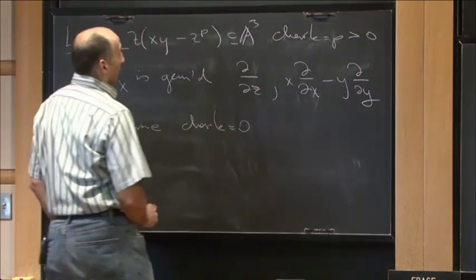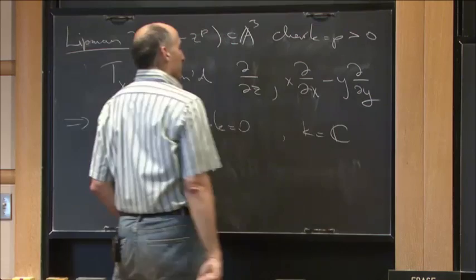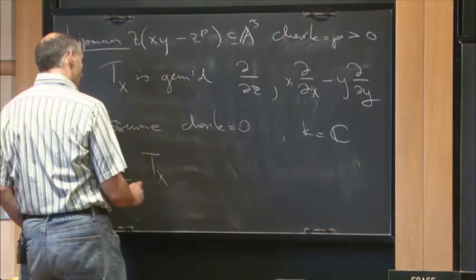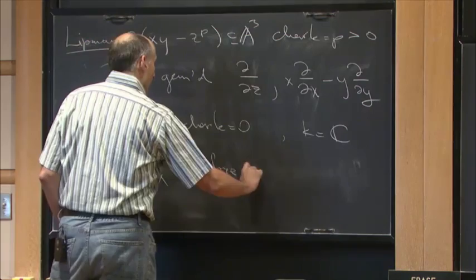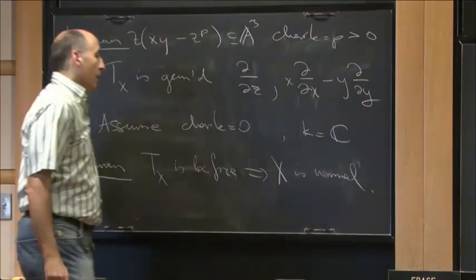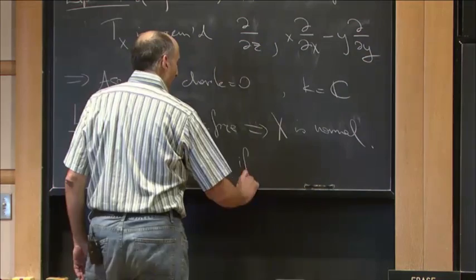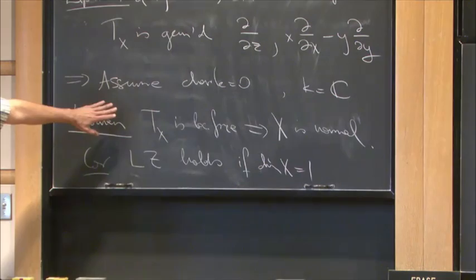And let me just restrict to C with that. At the same time, Lipman proved that the assumption that the tangent sheaf is locally free implies that X is normal. And this is actually not that easy. And a corollary of this is that the LZ conjecture holds for curves. And this is under the assumption that the characteristic is zero.